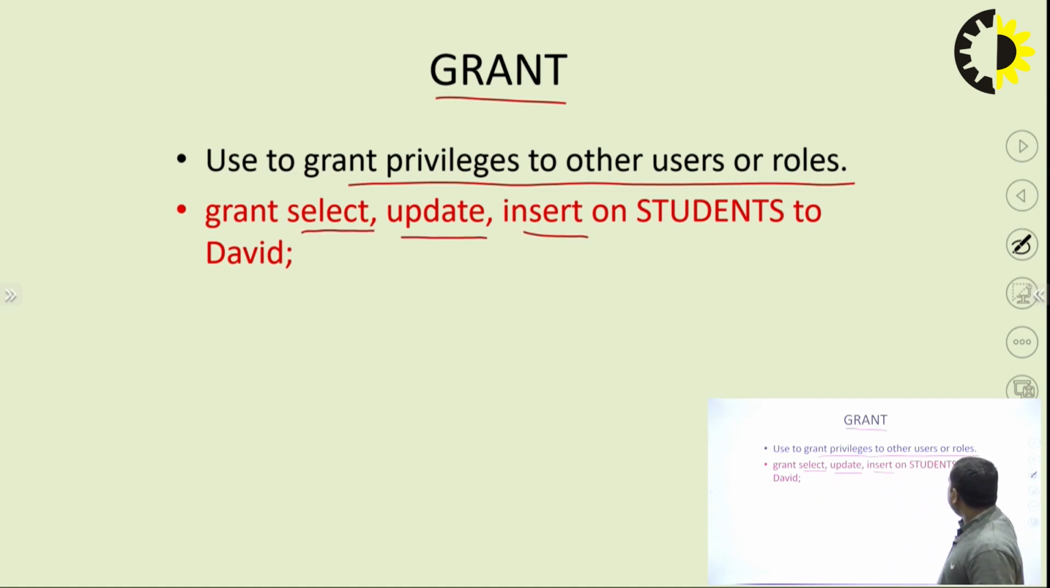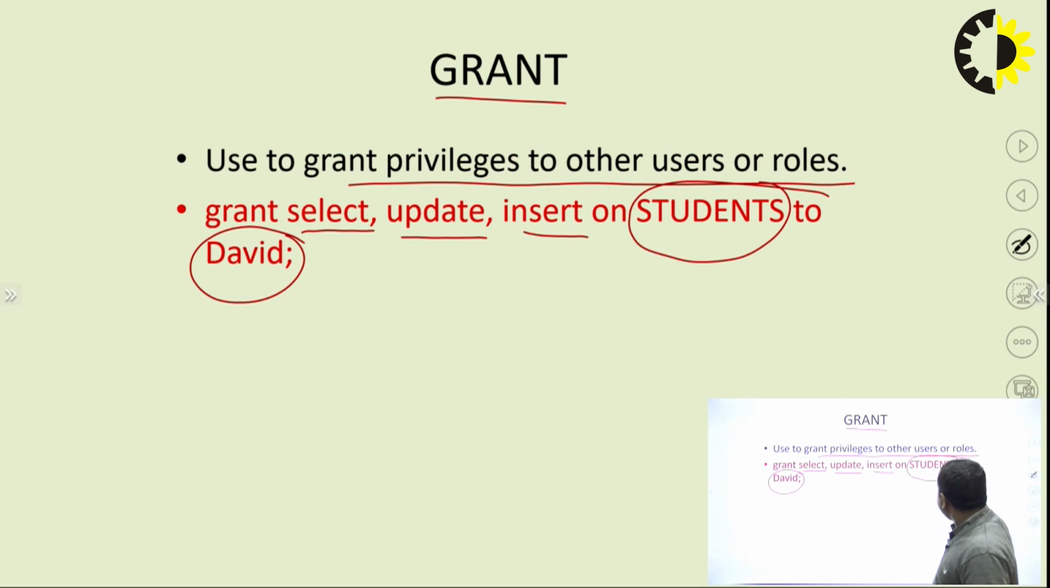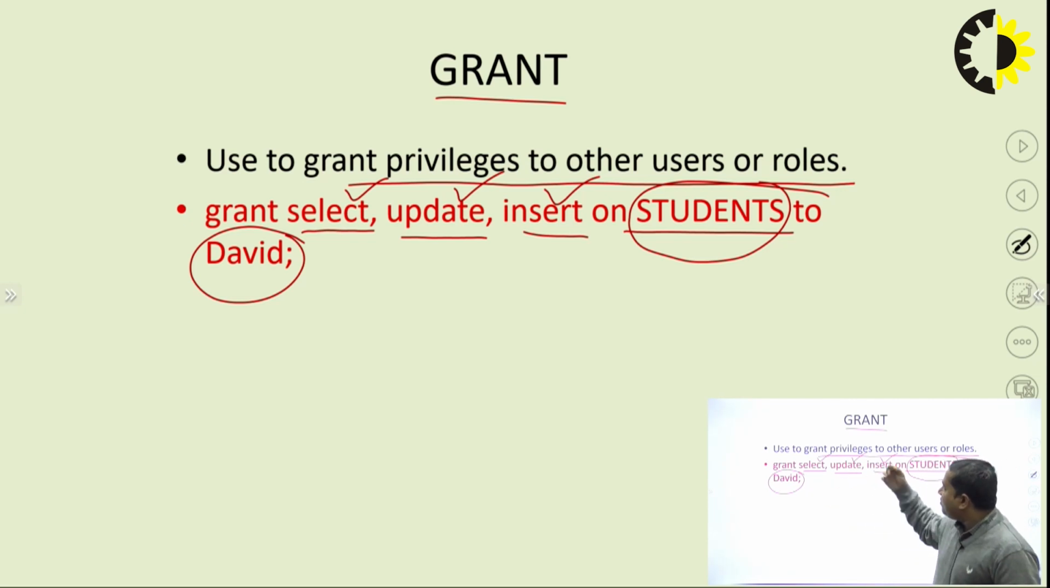Okay, for example, here we have the student table, and the user is David. So we want that David can use the select operation, update operation and insert operation over this student table. Okay, so if this privilege is given to David, then only he can perform the operation. If it is revoked, then he cannot perform these operations on this relation.